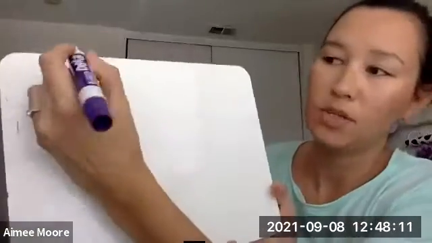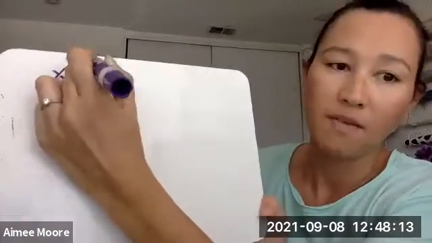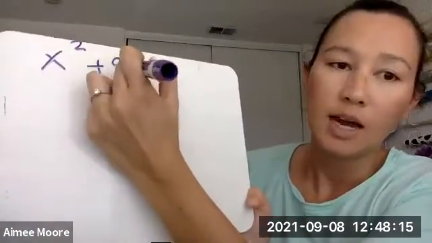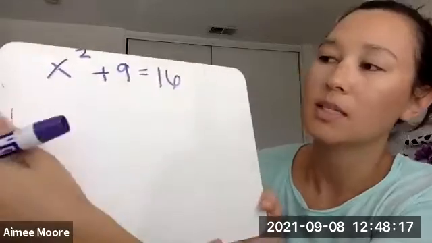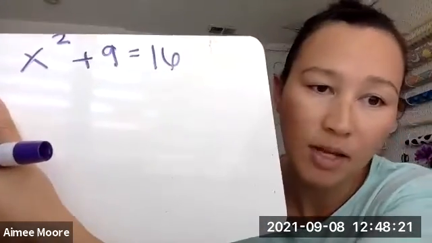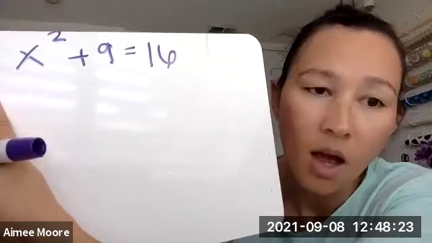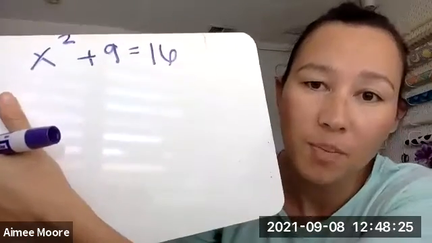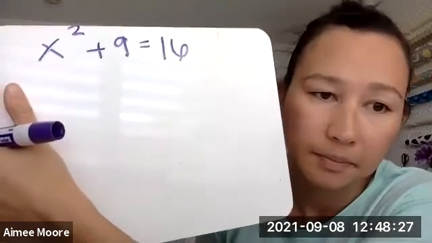Okay, so we have a word problem. Adrian solved the equation x squared plus 9 equals 16 using the following steps. Review his work carefully and then follow the instructions. So let's go through his work step by step. We have x squared plus 9 equals 16. And then after this step, he got to x plus 3 equals plus or minus 4.